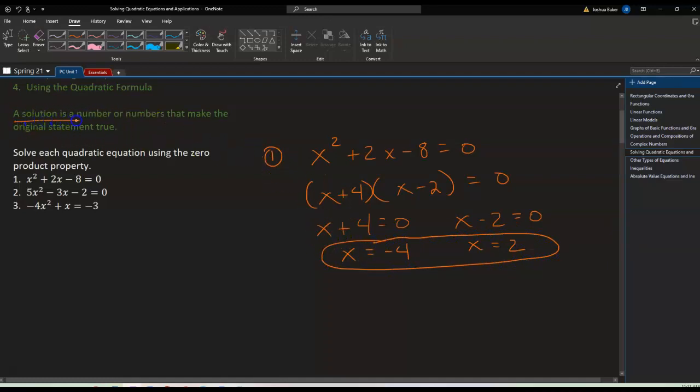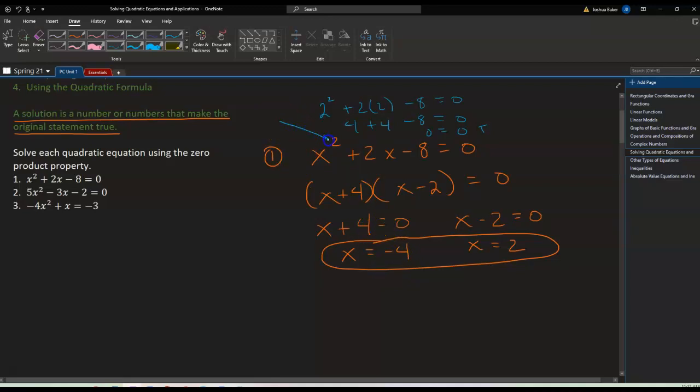Remember, a solution is a number or numbers that make the original statement true. So what this means is if I put in, let's say that I put in the 2 here, okay? If I put in a 2 for x, I get a true statement because that's 4 plus 4 minus 8. Well, 4 plus 4 is 8, and 8 minus 8 is 0, so this gets me a true statement, right? I could do the same thing by going back in and substituting in the negative 4, all right? But I'm going to get two values here.